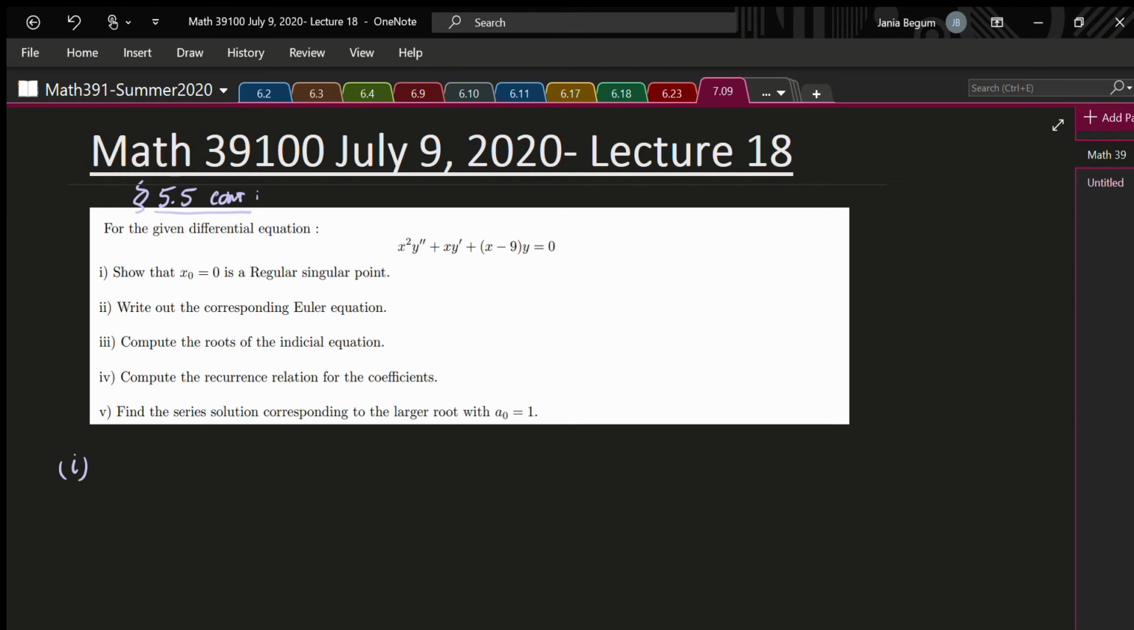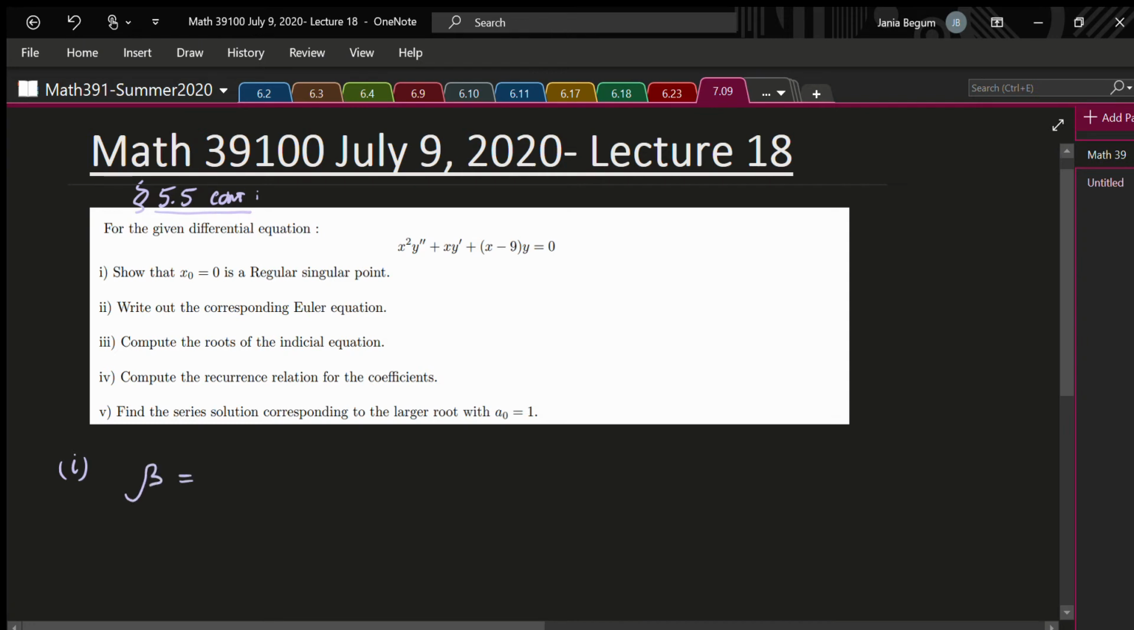Right, so we can compute those Euler coefficients, and that will help us with the second part of this question. By limits, we find beta, which is the limit as x approaches x naught, which is 0 in this case, of x times q of x over p of x. So this is p, this is q, and this is r. That would be x over x squared, and then x squared over x squared is just 1. The limit of a constant is a constant, so this limit is 1.